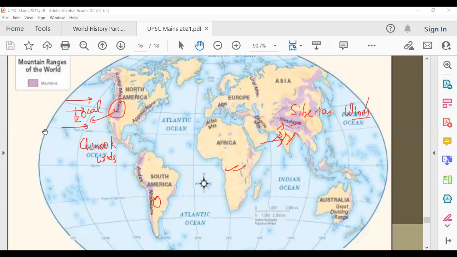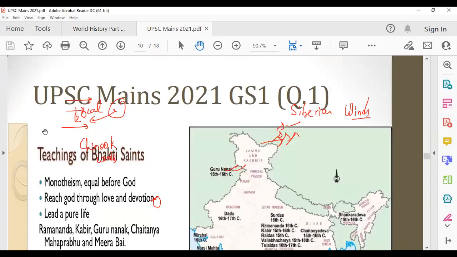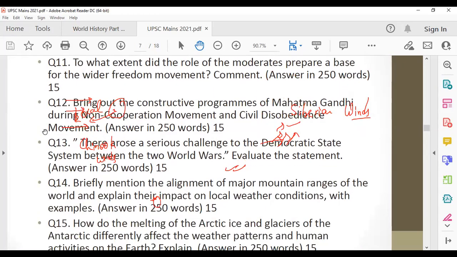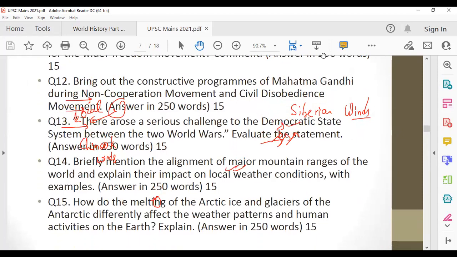Let's see another question. So question number 15, and I will make 16 to 20 in the next part. How do the melting of Arctic ice and the glaciers of Antarctic, very tough question, differently affect the weather patterns and human activities on Earth? So here you have to talk about the difference between melting of Arctic ice and glaciers of Antarctic.